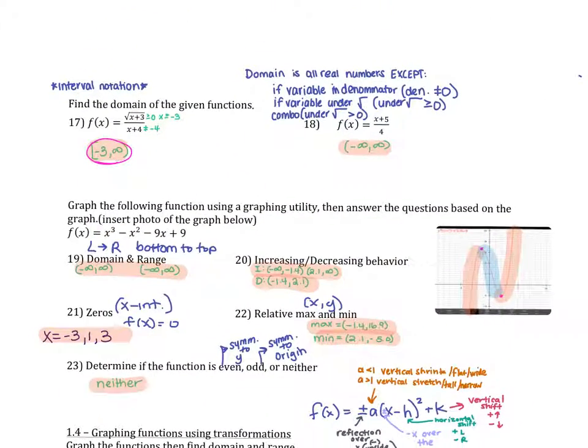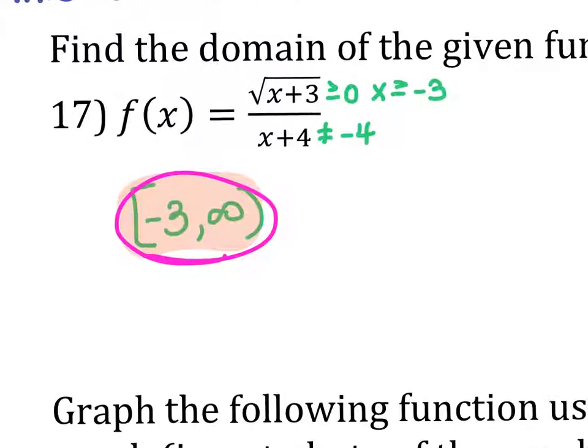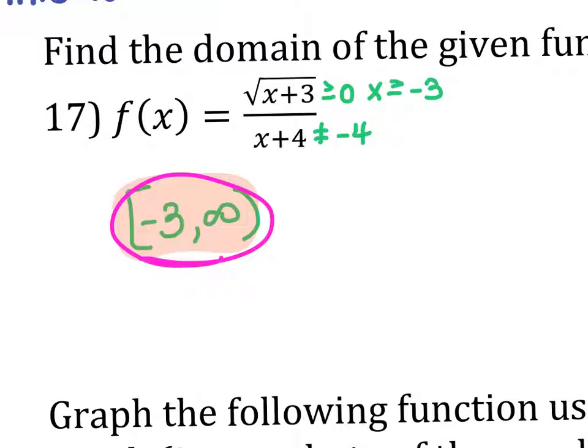All right, 17, and I want to pick on 17 for a second, and I want to adjust it and see if you would catch it. So with the top, I set it greater than or equal to 0, which means x has to be greater than or equal to -3. And then the bottom also has a restriction, which is x cannot equal -4. Remember, if it can't work for one, it can't work for the other, but because we've already ruled out -4 in our range from -3 to positive infinity, I don't have to do anything different.